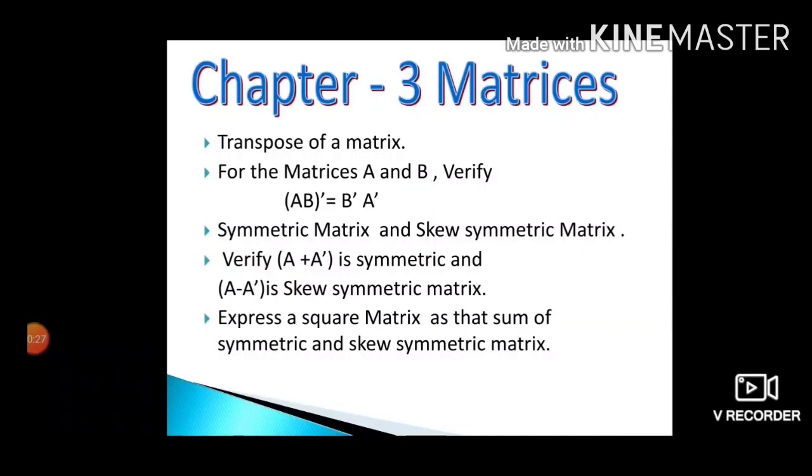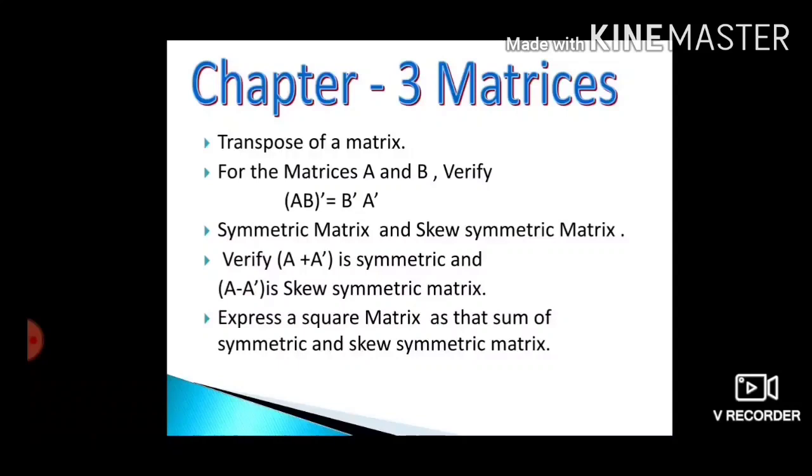Chapter number 3, matrices. In this topic, very interesting parts we will do. First, we will do the transpose of a matrix. What is the transpose of a matrix, and different questions we will do today. For the matrices A and B, you have to verify that (AB) transpose equals B transpose A transpose. These are the properties of transpose that we will verify for many questions.